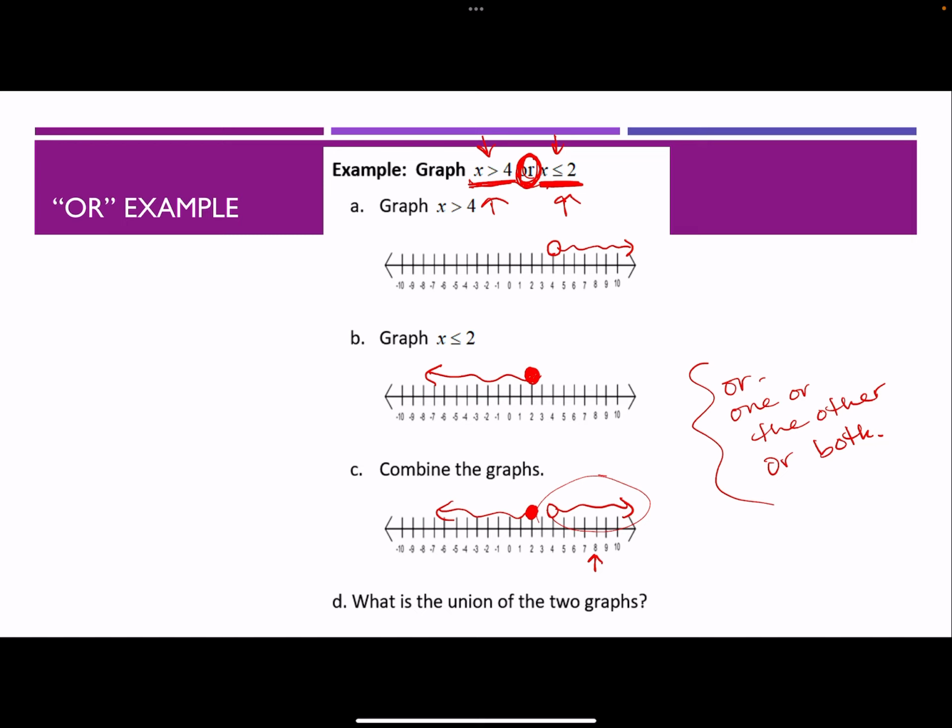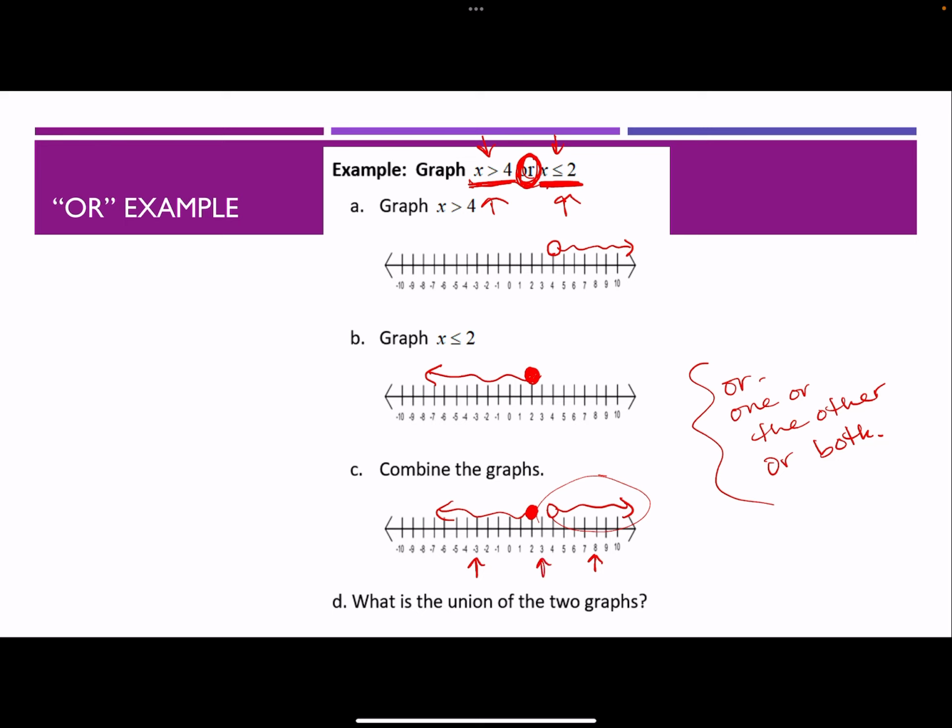How about -3? If I were to plug in x equals -3, is -3 greater than 4? No. Or is -3 less than or equal to 2? It is. So it makes one or the other or both of these true. So it's shaded.